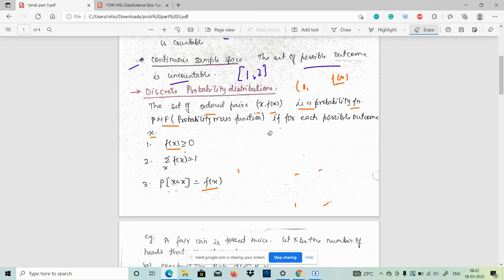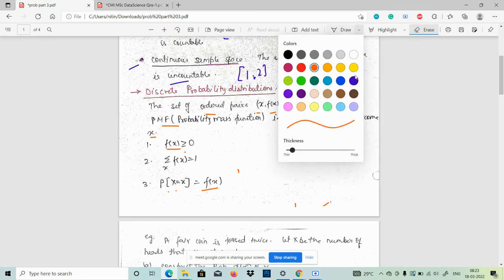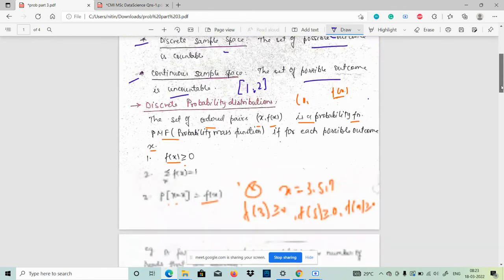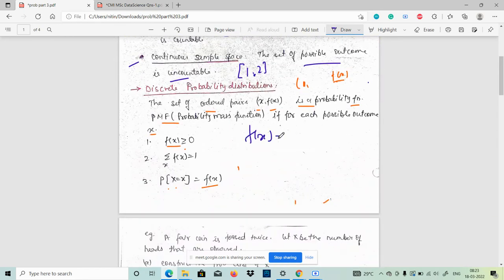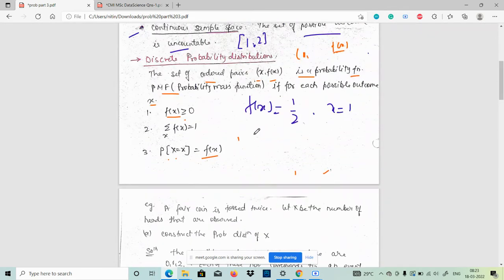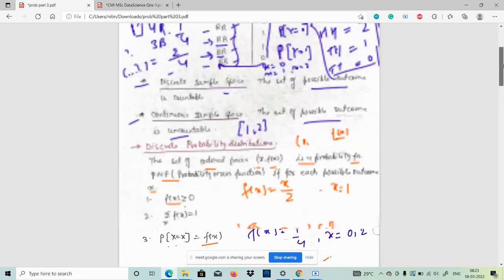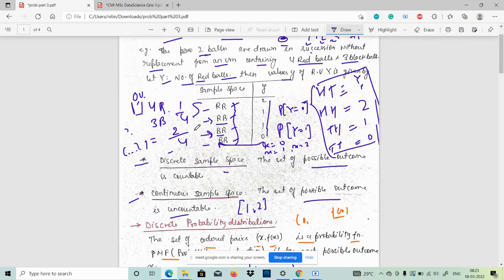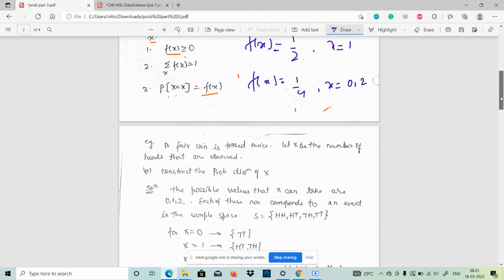Let's see this example that we discussed above. Let's say we are defining a probability function f(x). f(x) is equal to 1 by 2 when x is equal to 1, and f(x) is equal to 1 by 4 when x is equal to 0 or 2. In this case, we are defining this sample space into probabilities. If x is equal to 1, you have probability 1 by 2, and if x is equal to 2 or 0, you have probability 1 by 4. So we can define this probability this way.